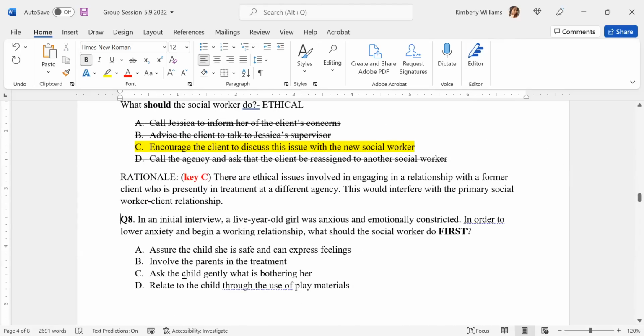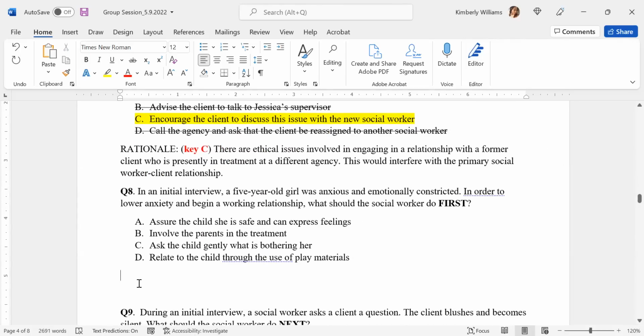All right. Number 8, I'm going to go ahead and take this one. In an initial interview, a 5-year-old girl was anxious and emotionally constricted. In order to lower anxiety and begin a working relationship, what should the social worker do first, Ms. Yolanda?